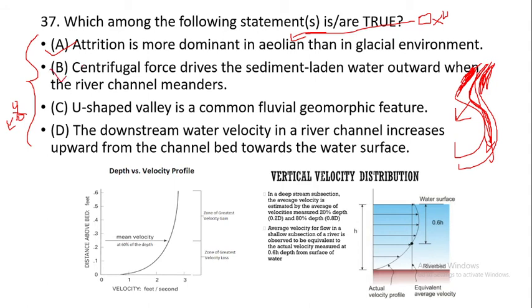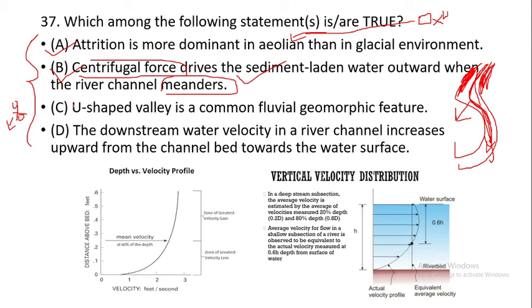So this statement is correct because meandering of streams will follow a circular path, hence centrifugal force drives that, and the sediments will be deposited in this region. So the statement is correct. So statements A and B are correct. Now we have 2 more statements.